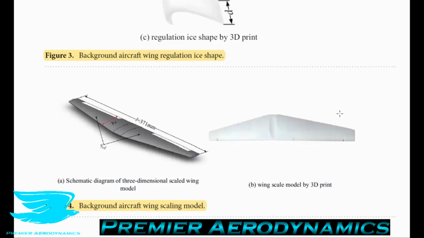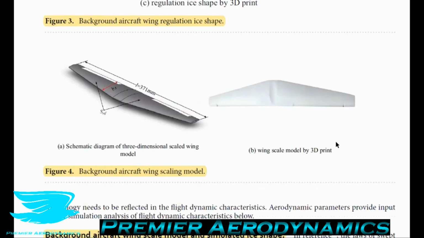Figure 4 shows the aircraft wing scale model. So it looks very much like a hang glider wing. If you just think about a hang glider wing and then you take off the person underneath, that's what it looks like. And you have flaps at the back. The span is 371 millimeters. The chord they don't have present here, but they'll cover it later, at least the mean aerodynamic chord.